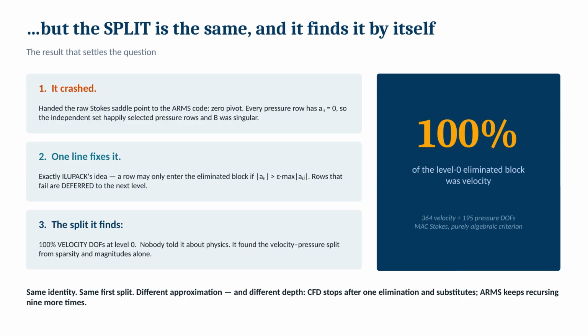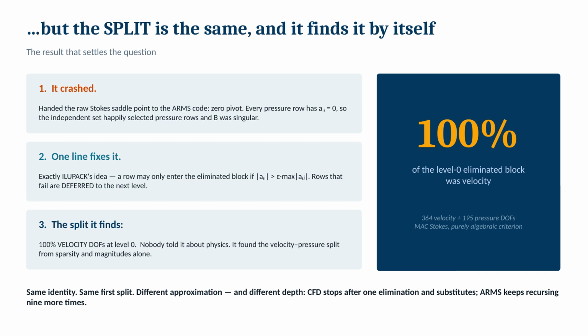Now the part that surprised me when I ran it. I took the raw Stokes saddle point and handed it to my ARMS implementation. It crashed. Zero pivot. Every pressure row has a zero diagonal, so the independent set happily selected pressure rows and B was singular. The fix is one line, and it's exactly ILUPACK's idea. A row may only enter the eliminated block if its diagonal is large enough relative to its row. Rows that fail get deferred, pushed down to the next level.